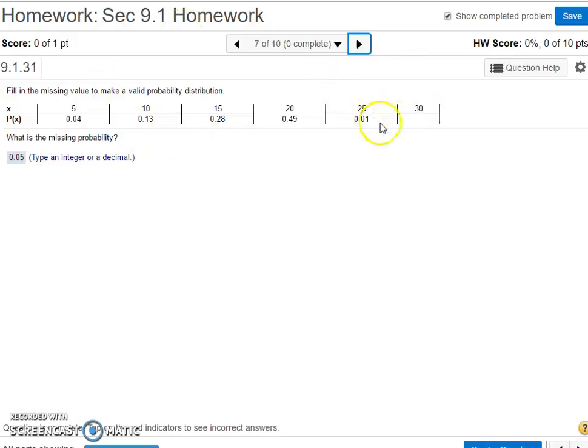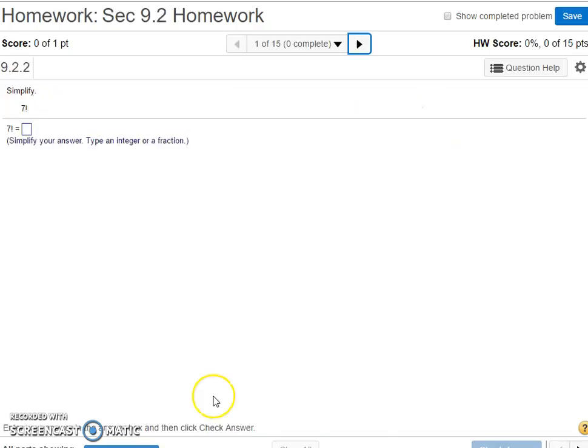For this one, ask yourself, if I have 95 cents, how much more do I need to make a dollar? 5 more cents, 0.05. Note when you get to section 9.2 homework, it's going to start with simplify 7 factorial.